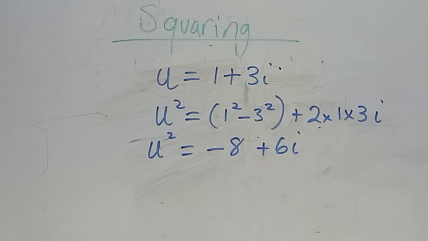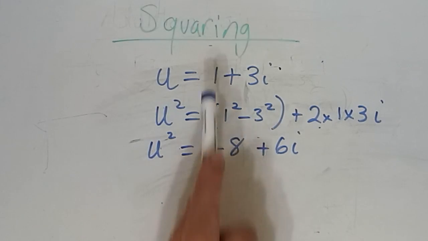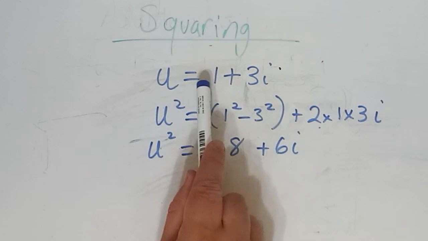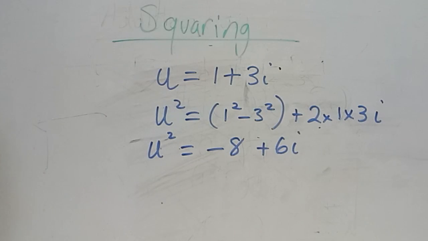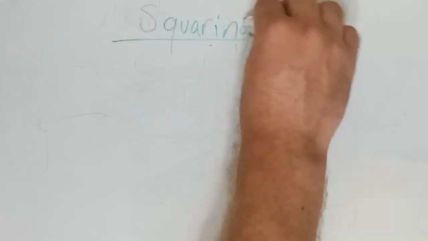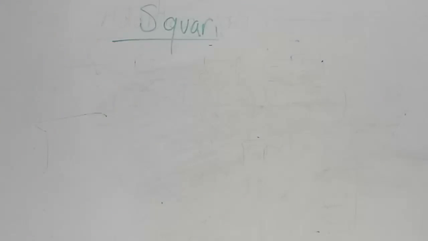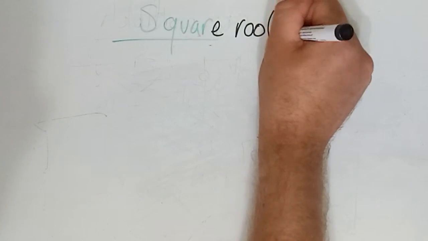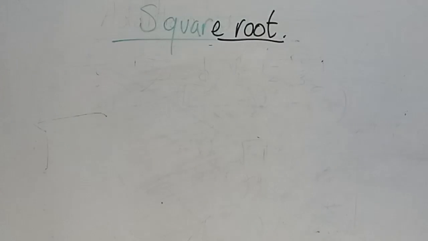So there's a quicker way of doing that. If you can remember that when you square, it's going to be the real part squared minus the imaginary part squared, and then double the product of the real part and the imaginary part. This rule also helps us with square rooting. So instead of squaring, what if you had to square root? Square root. There we go. I don't know why I changed to black, but I did.